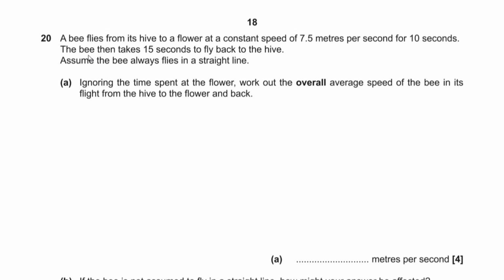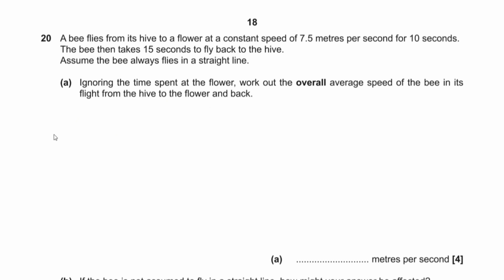Question number 20. A bee flies from its hive to a flower at a constant speed of 7.5 meters per second for 10 seconds. The bee then takes 15 seconds to fly back to the hive. Assume the bee always flies in a straight line. Part A, ignoring the time spent at the flower, work out the overall average speed of the bee in its flight from the hive to the flower and back.